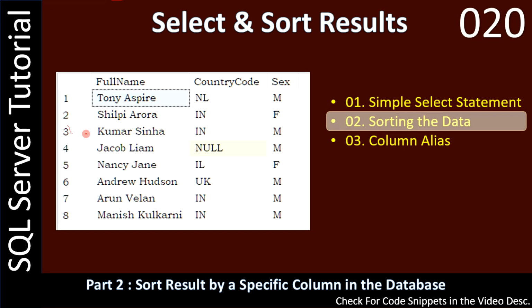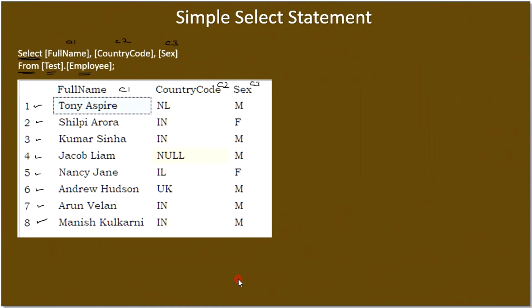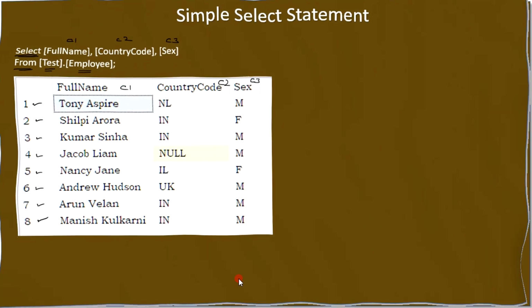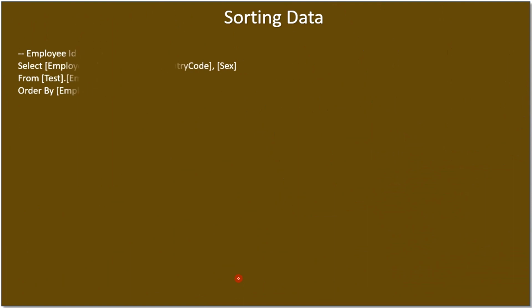In this second part, we are going to see how to sort results by a specific column in the database. In the previous video, we saw how to select a specific column and list that. Now we will see how to perform sorting. First, we are performing sorting in ascending order.